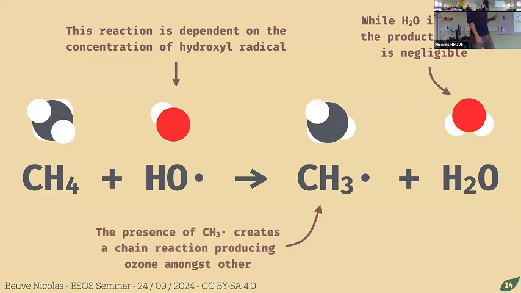But this molecule here creates a chain reaction because it's not stable. And this chain reaction will, amongst other things, create ozone, and ozone is also a greenhouse gas. So by reducing the amount of methane in the atmosphere, we are increasing the amount of ozone. And I don't think that's something that is taken into account in the decreasing exponential that represents the radiative forcing of methane over time.